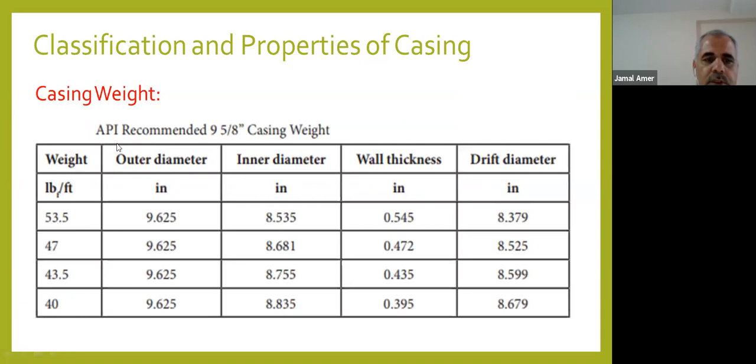Here we see the API recommendation for 9.58 casing weight. We have different weights, pounds per feet: 53, 47, 50, 43, 40. The outer diameter is the same, while the inner diameter, as I said, is different. For that we have different wall thickness and also different drift diameter.